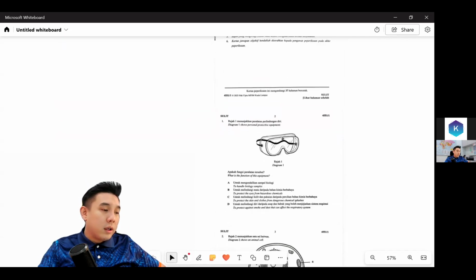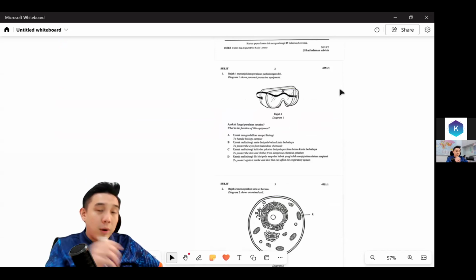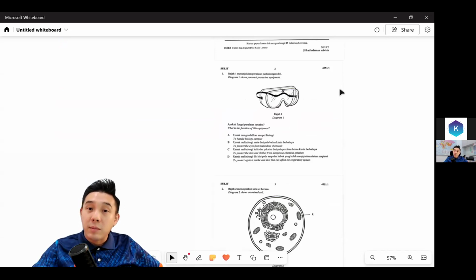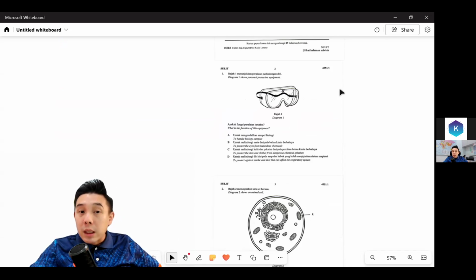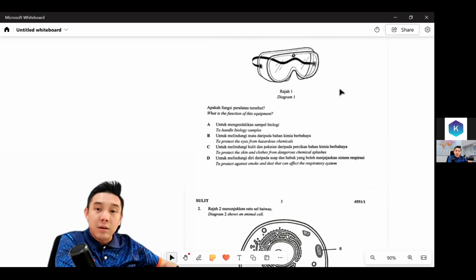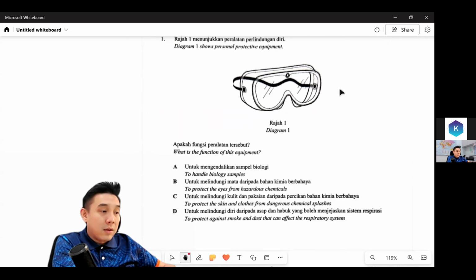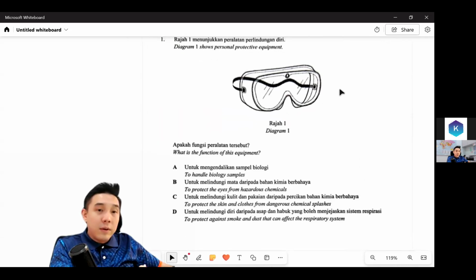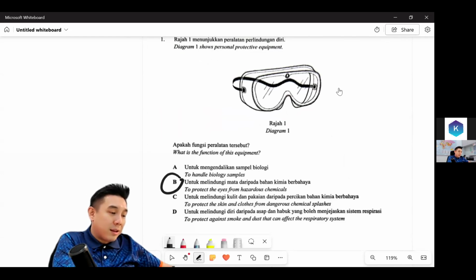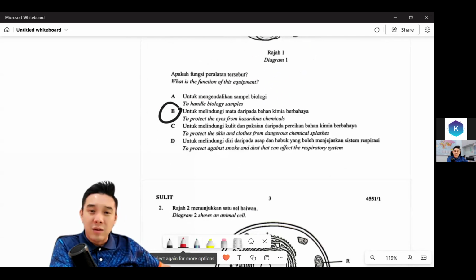Okay, for the very first question, that is from Form 4 Part 1 itself. Oh wait, I need to enlarge because it's a bit too small. Okay, it's good. So for this first question, this is to protect the eyes, number one. Not to protect against smoke or dust.